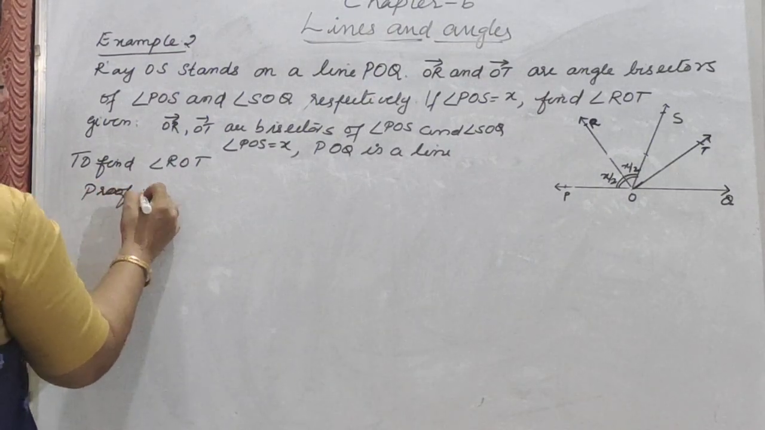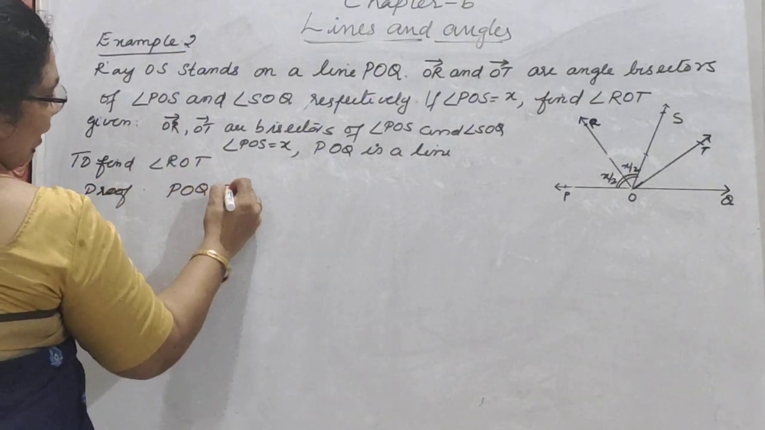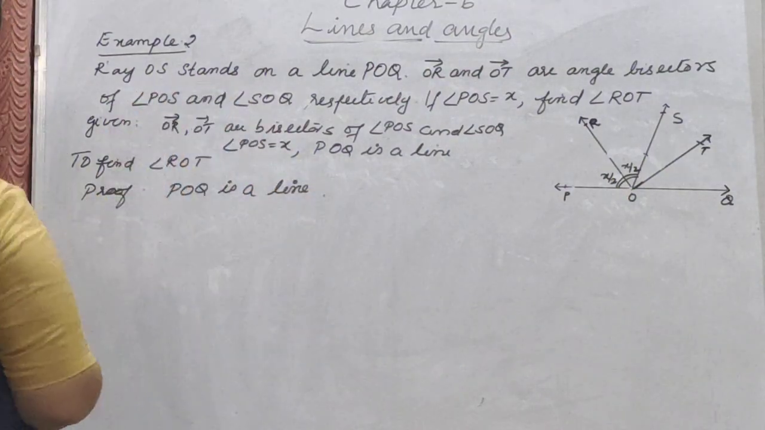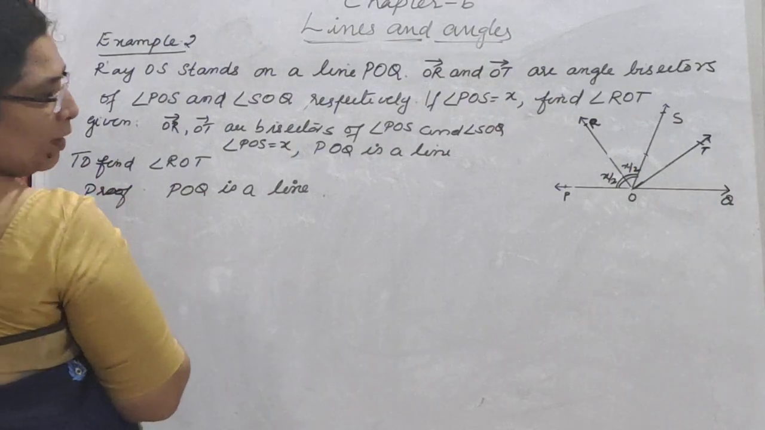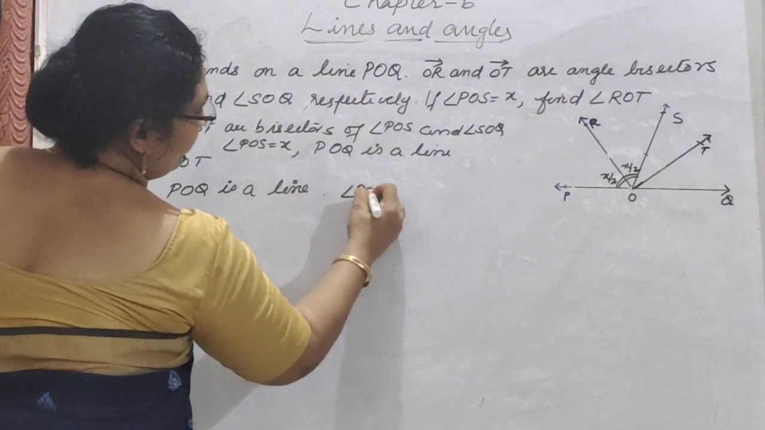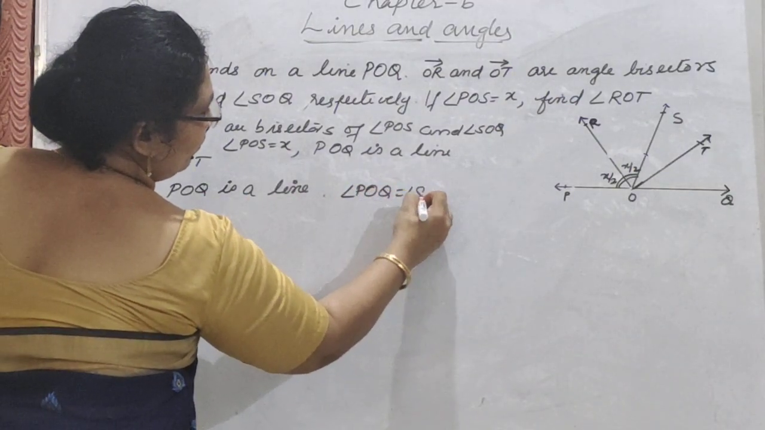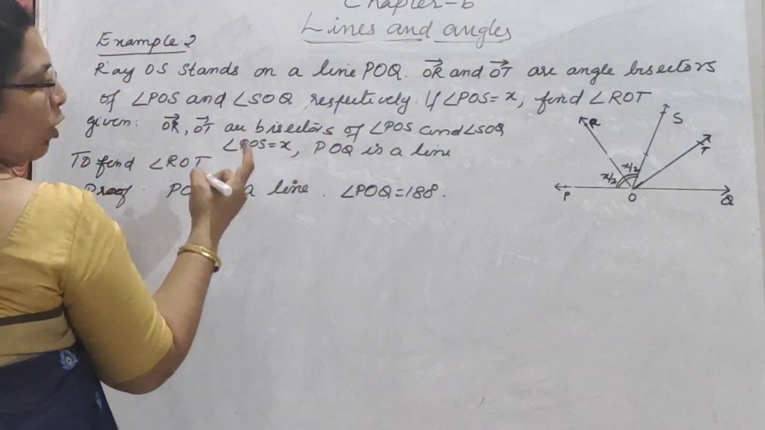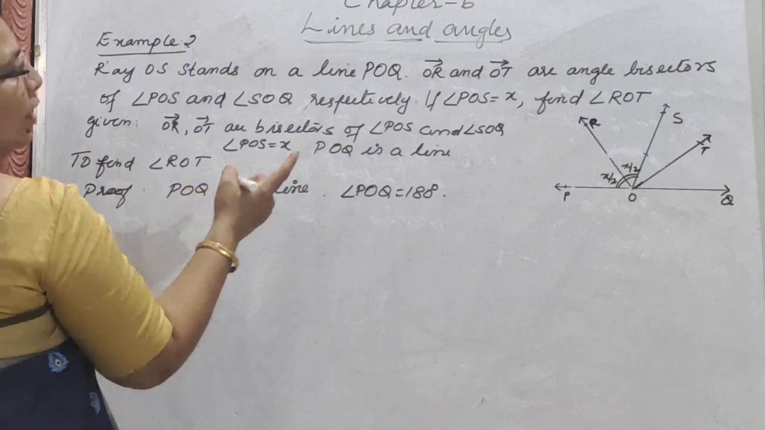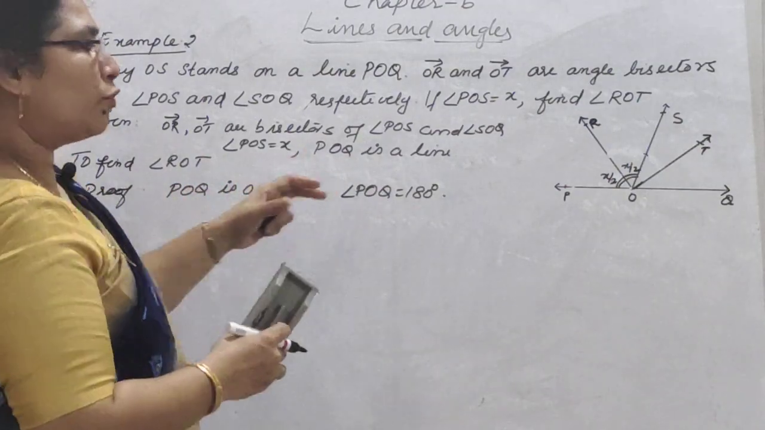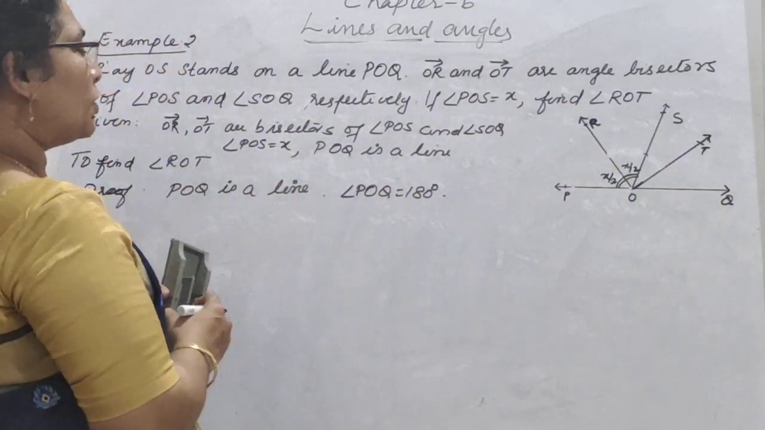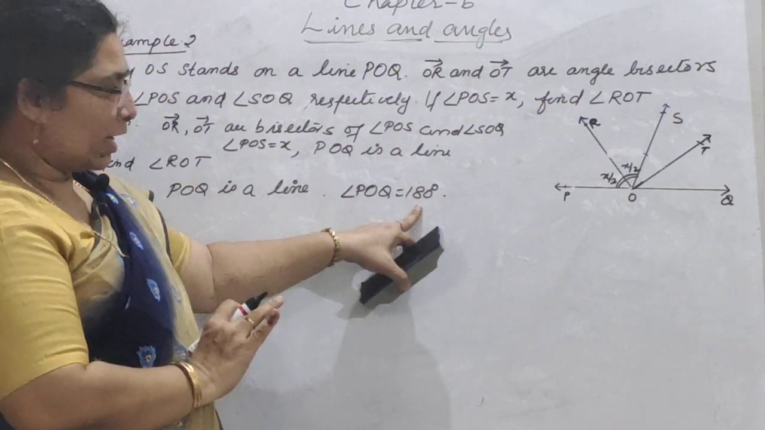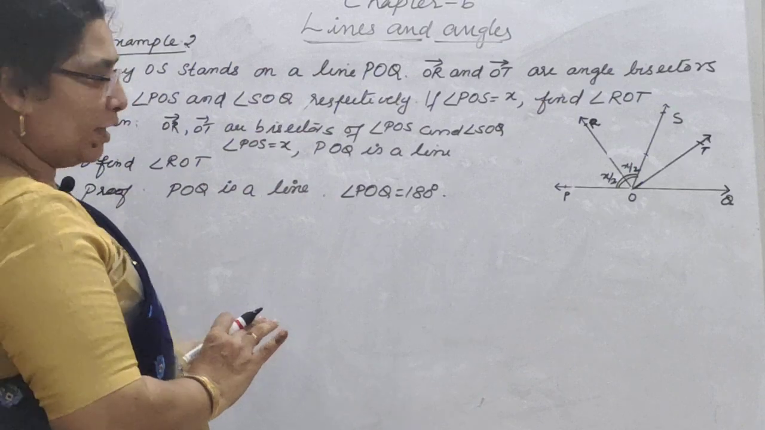Listen carefully. POQ is a line, right? So we can write angle POQ equal to 180 degree. Now what is the next step? How many angles can you see there? We can see that 4 angles are there. So we should write angle POQ equal to 180 degree, and the reason is a straight angle only, or we can write it is given in the question.